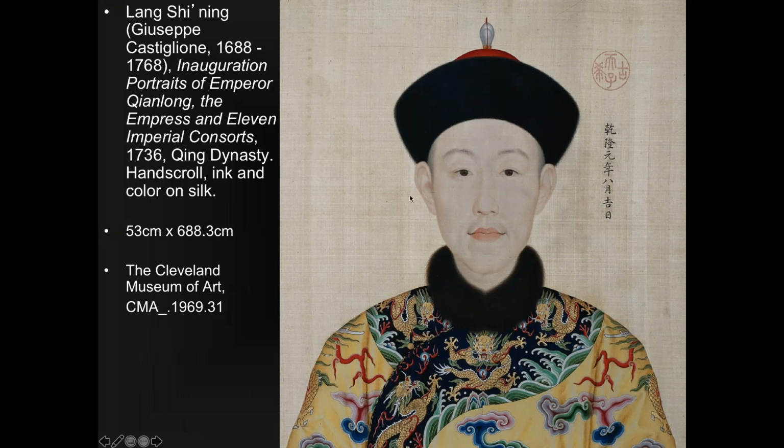So the first thing people notice is the medium. It's very Chinese. We've seen it before. It's a hand scroll. It's ink and color on silk. Other things they notice are the kind of flatness. We don't necessarily have a background or a foreground.